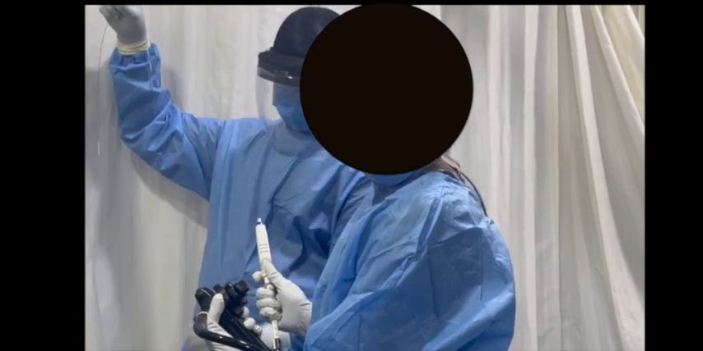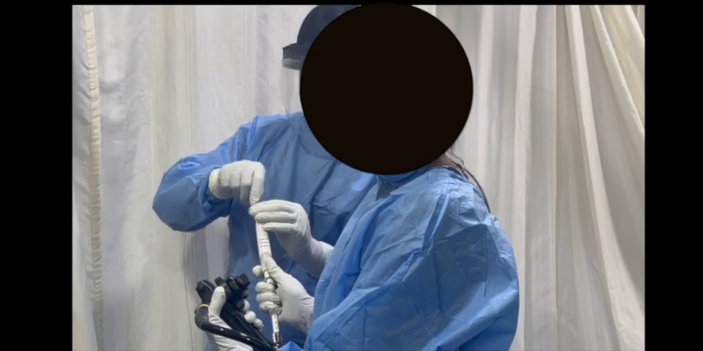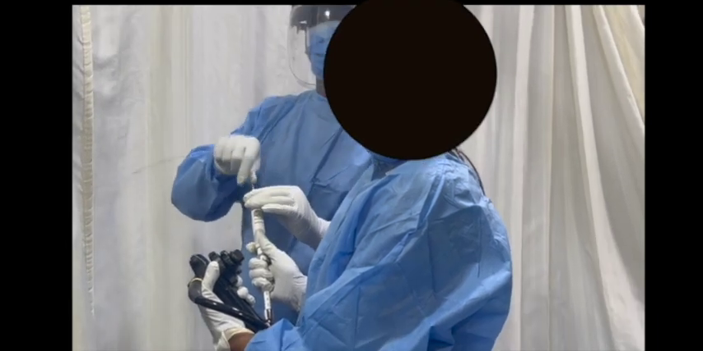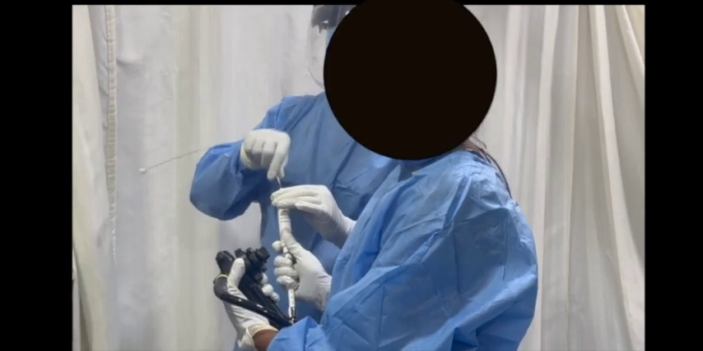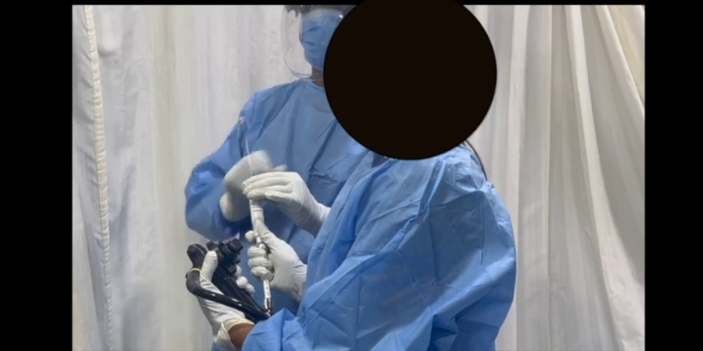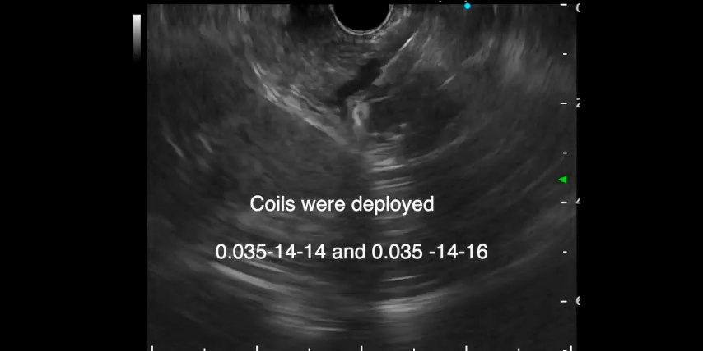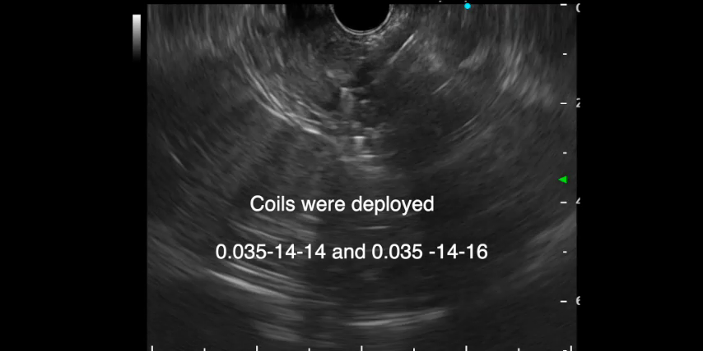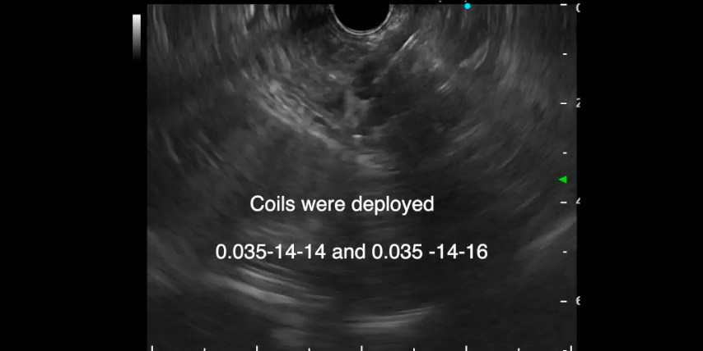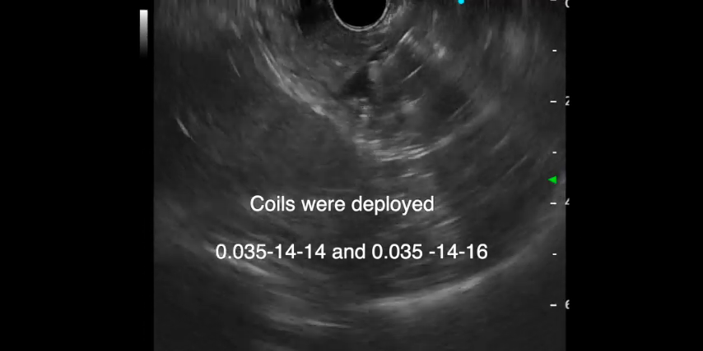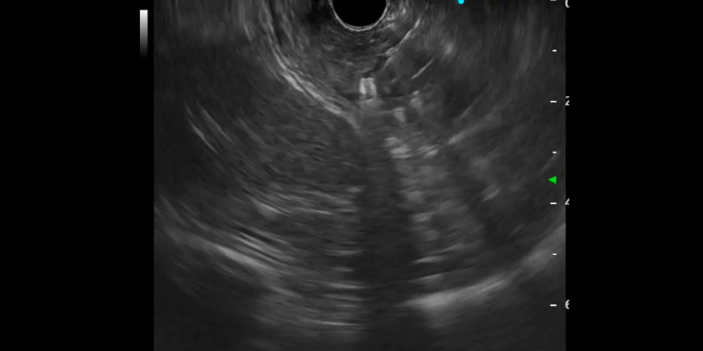Once coils are in the needle, the coil loader is detached from the needle, and with the stylet, coils are pushed out of the needle into the varix. Coils appear as bright hyperechoic rings on EUS. In this patient, two coils of size 0.035 14 by 14 and 0.035 14 by 16 were deployed.